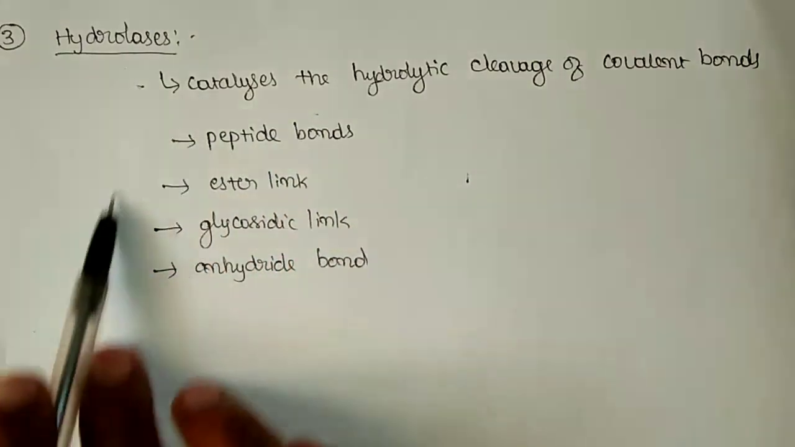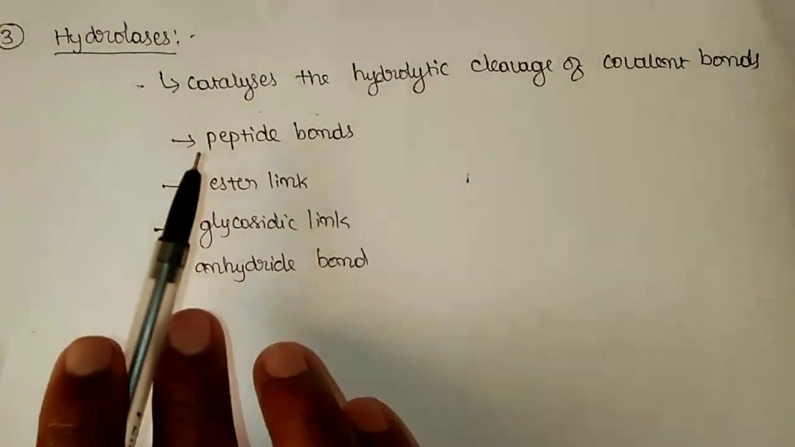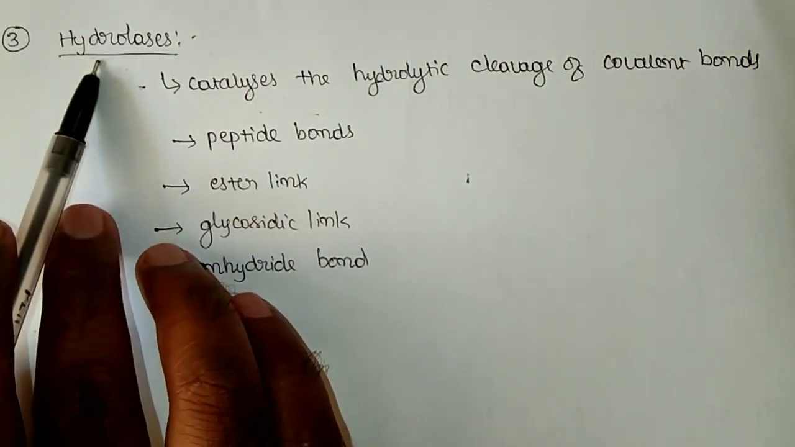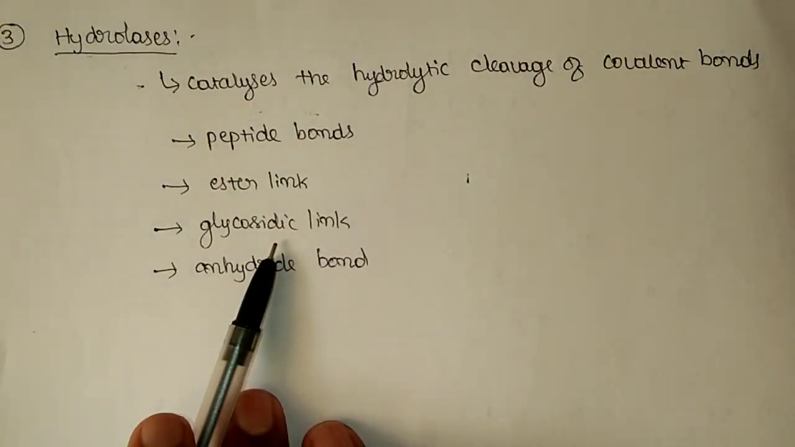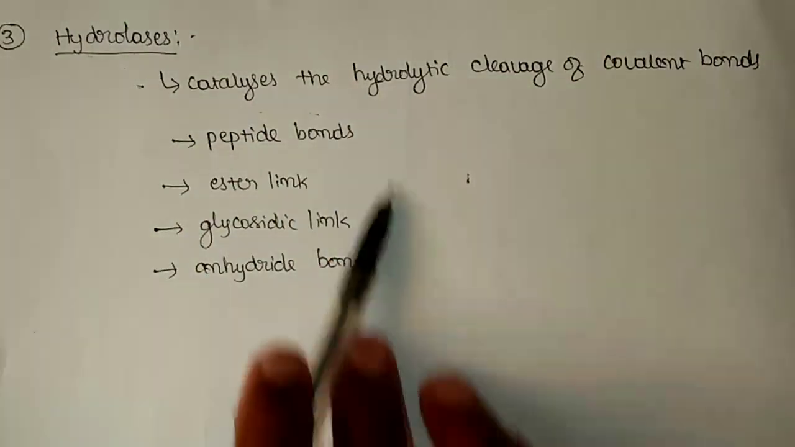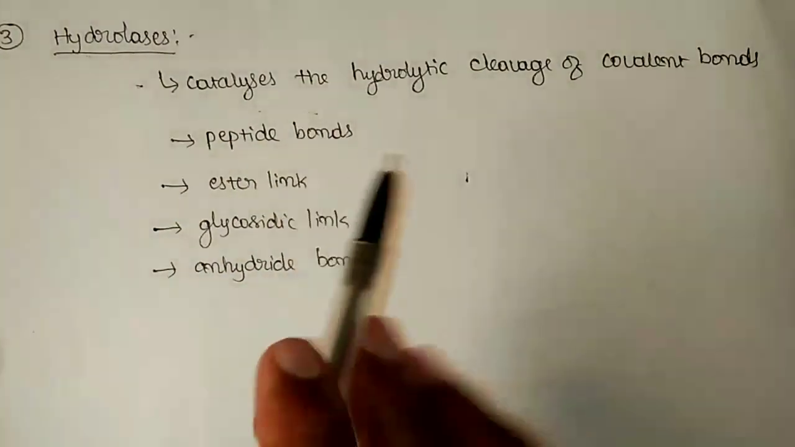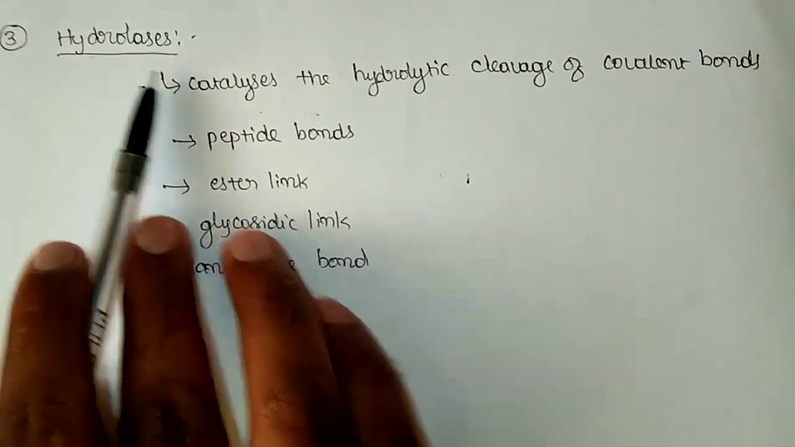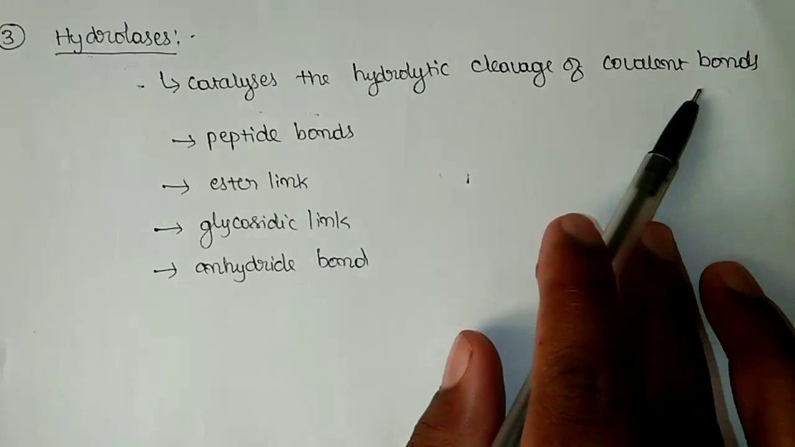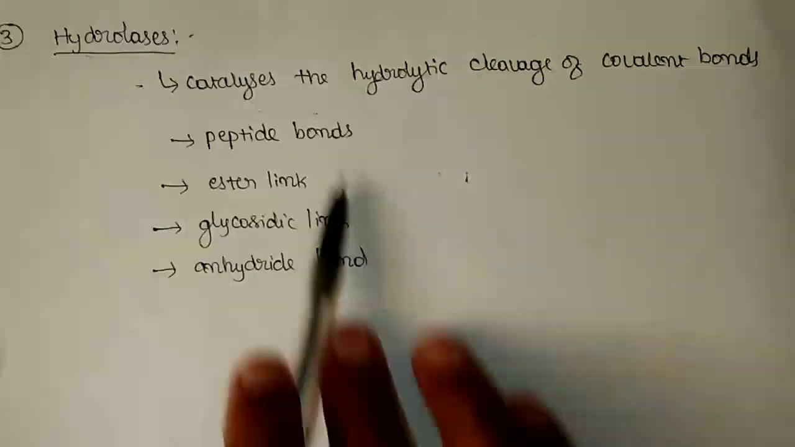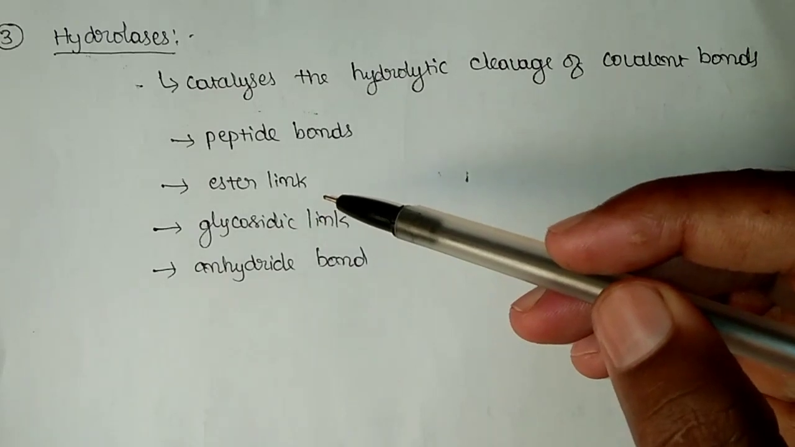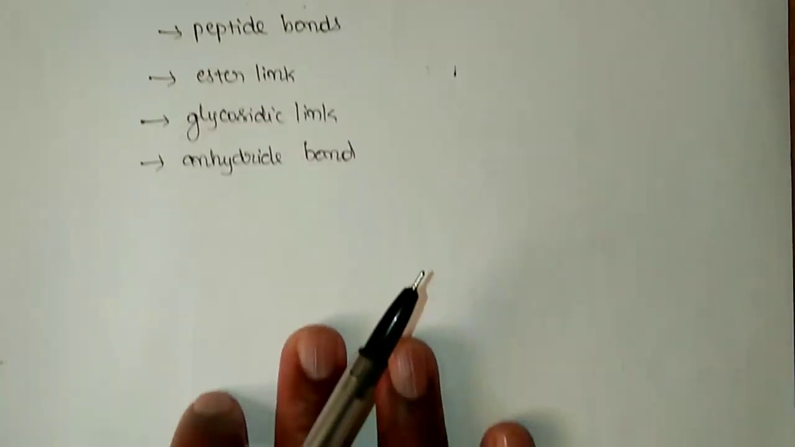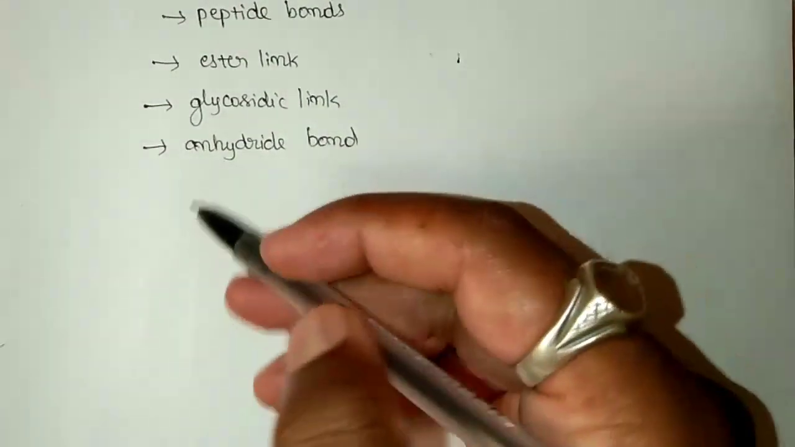So wherever these bonds are present and whenever the breakage of these bonds is supposed to happen, these hydrolase enzymes come into the picture, and in the presence of water they break these bonds and produce the needed products. So we can say hydrolases are the enzymes that catalyze the hydrolytic cleavage of covalent bonds, and these are the types of covalent bonds which are going to break in the presence of water under the influence of the enzymes hydrolases. So let us give some simple examples for hydrolase enzymes.